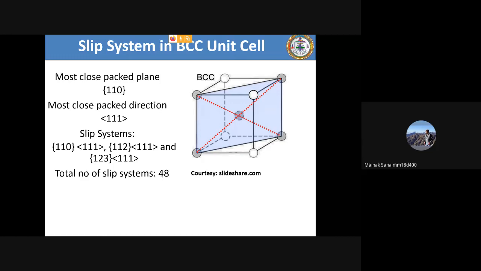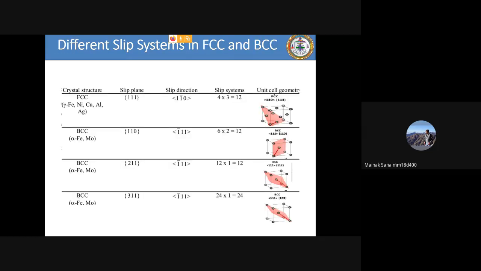But the question now is, and I will show you, this is the table. You can make a note of it, because you can take a snapshot or whatever you feel. This is the slip plane, the slip directions, these are the slip systems, the unit cell geometry. This will be helpful for your next studies also, so you can just take a note of it.